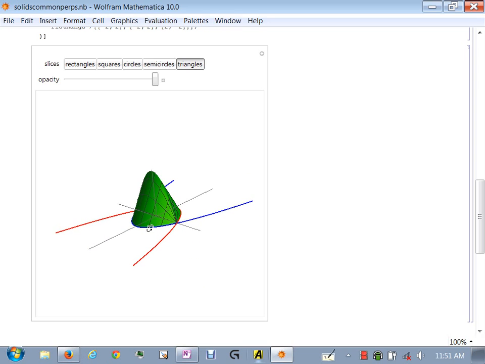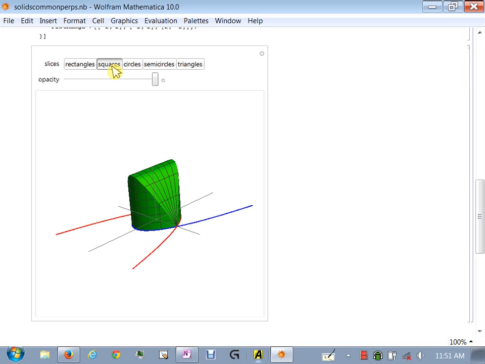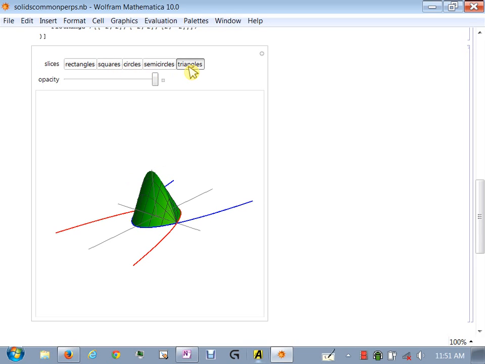Can you all see the triangles in here? They go up to a point and then back down. Let's contrast that again with the squares. There's the square one. There's the triangle one. See the difference? Squares, triangles.